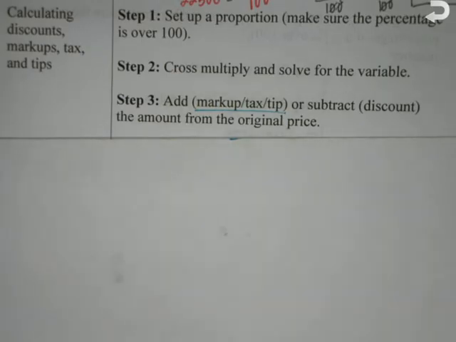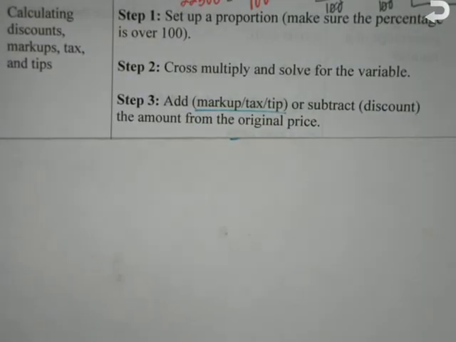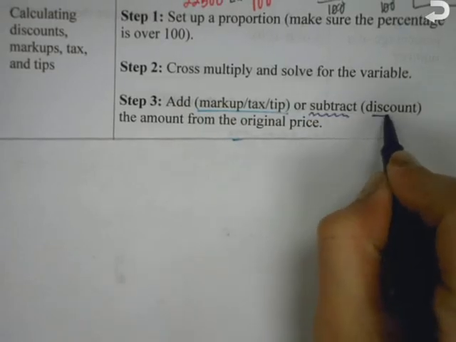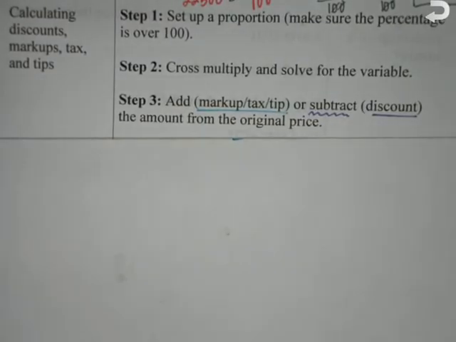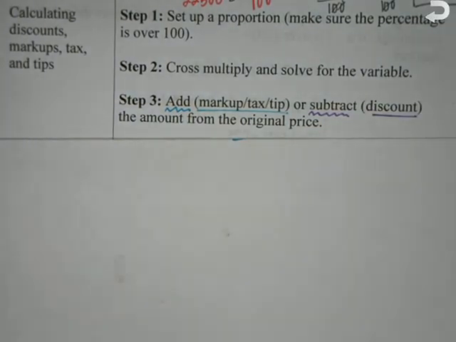If you are calculating discounts, you're going to be subtracting, because that's taking away from the original cost. So you add for markup, tax, and tip, and you subtract for discount. And you do that to the original price, and that's going to give you the total price.